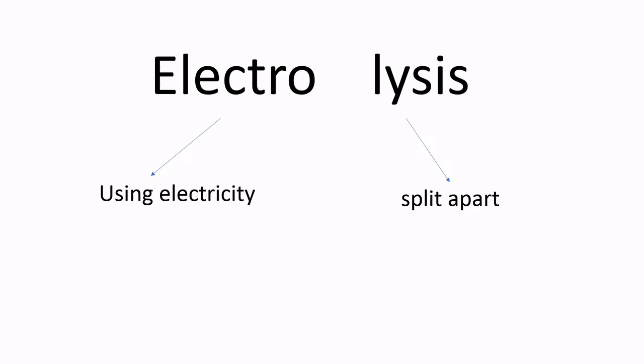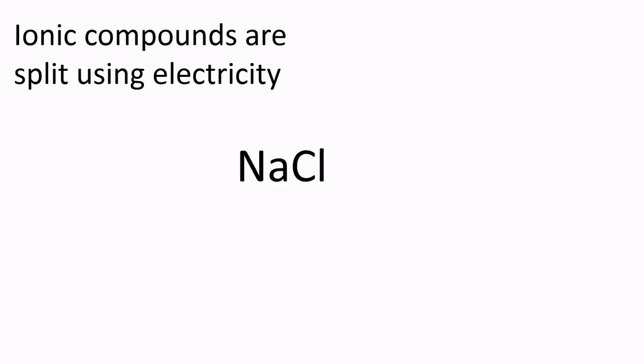Now, you can split this word up into two, electro and lysis. Electro meaning using electricity, and lysis meaning to break things apart. Lysis, to lyse, means to split apart. But what are we splitting apart? We are splitting apart a sodium chloride molecule in this case because it's the electrolysis of brine. And brine is salty water.